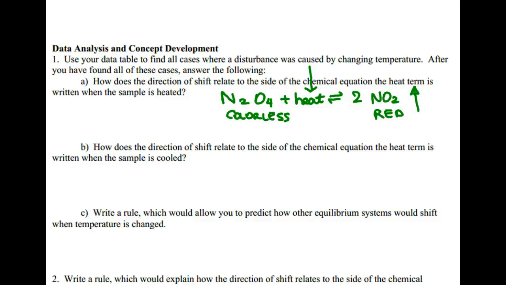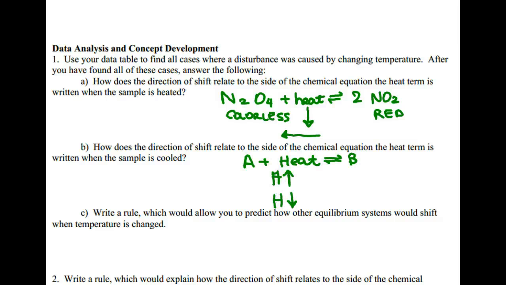For letter B, it's basically saying what would happen if instead of adding heat, you were to remove heat. So same situation, you have a balance, and right now it's balanced on either side, but if this left side were to go down, well, it would want to level itself out. So in order to do that, the reaction would proceed this way to be able to balance the reaction.